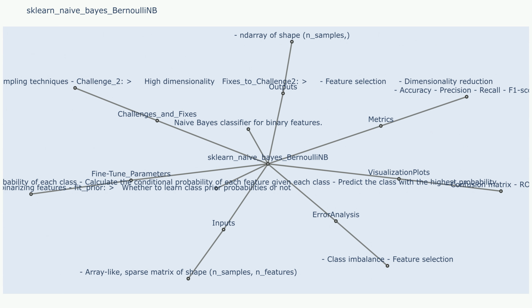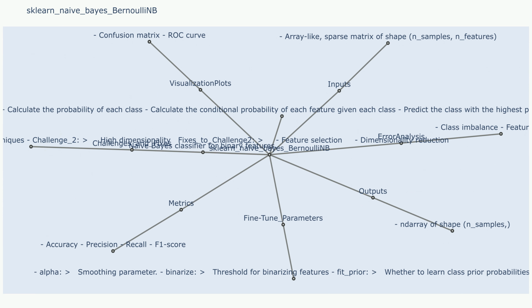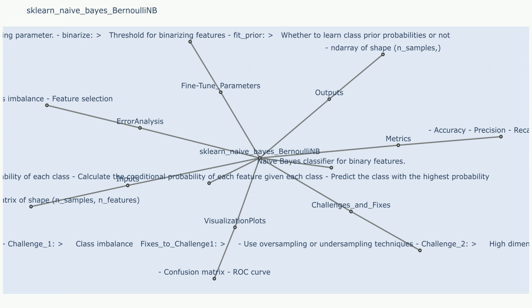Steps: Training. The model calculates the prior probabilities for each class based on the frequency of each class in the training data. For each feature, it calculates the probability of that feature being present (1) and absent (0) in each class. Prediction. For a new data point, the model calculates the probability of each class based on the features present in that data point. It then assigns the data point to the class with the highest probability.